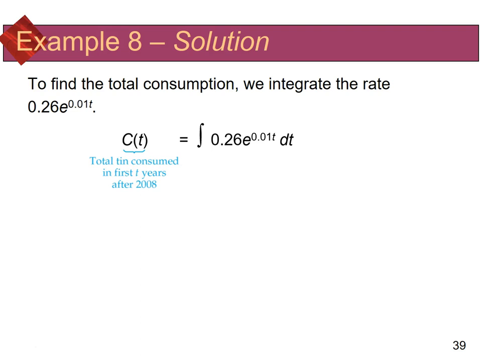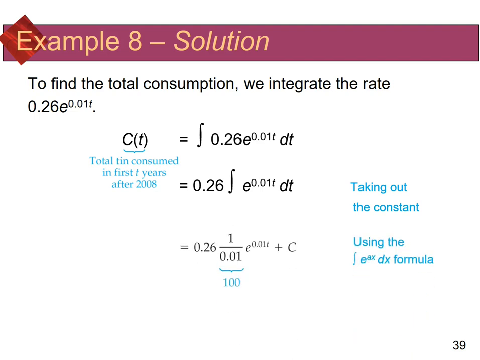And when I integrate that, I'm going to factor out the 0.26. I'm now going to employ the e to the ax rule, or in this case the e to the at rule. So I'm going to end up with 0.26 times 1 over 0.01, which is 100, times e to the 0.01t plus c, which gives me 26e to the 0.01t plus c.